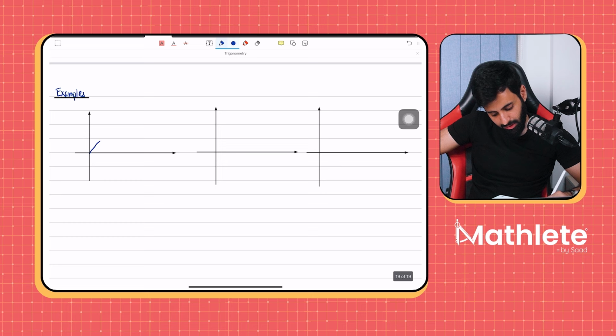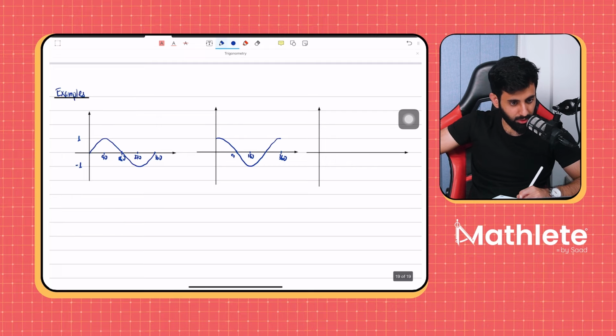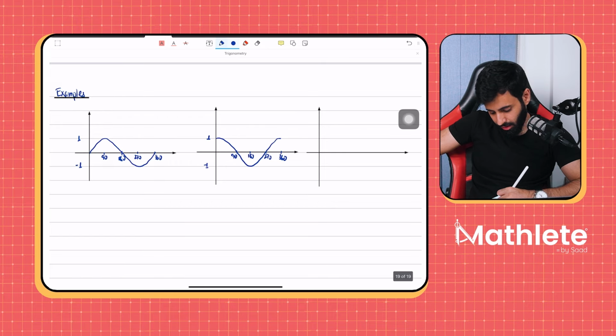The graph of sine, this is what it looks like. 1, minus 1, 180, 90, 270, 360. The graph of cos, this is what it looks like. 360. And your graphs have to be curves. They can't be made out of straight lines, and they can't be pointed. So keep that in mind. And then tan.